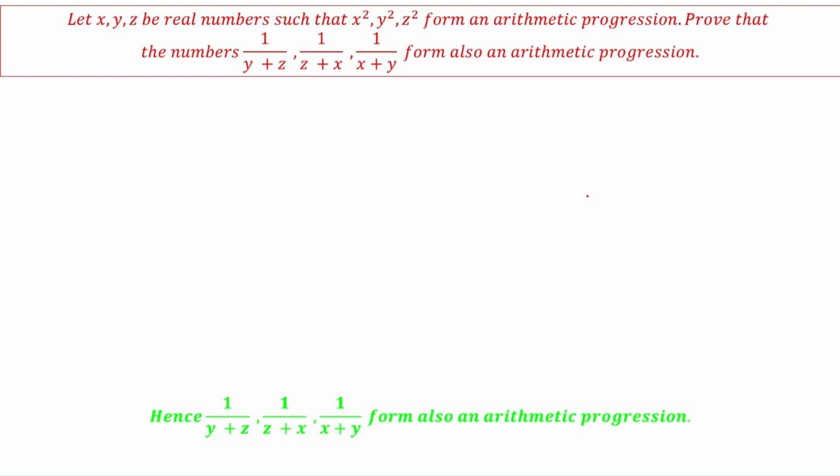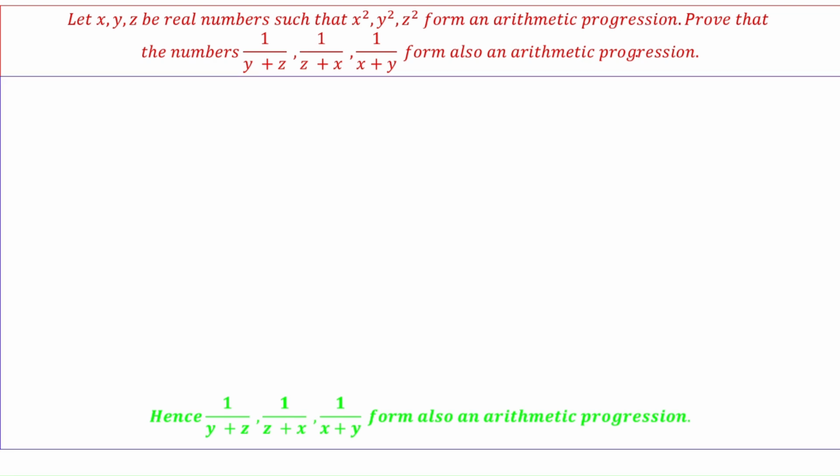x, y, z are real numbers such that x², y², z² form an arithmetic progression. Prove that the numbers 1/(y+z), 1/(z+x), 1/(x+y) also form an arithmetic progression.